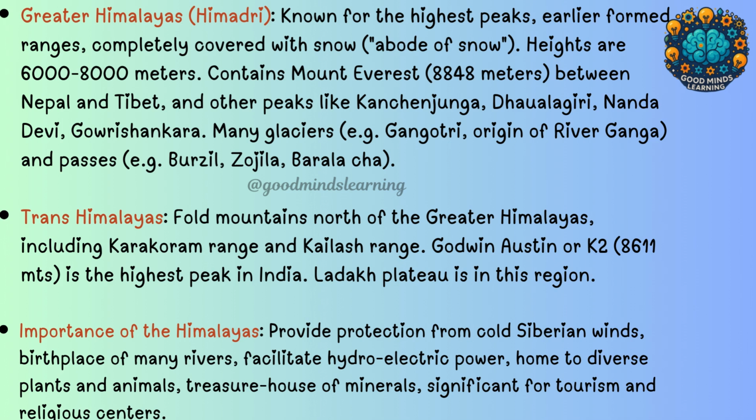Greater Himalayas. Himadri, known for the highest peaks, earlier formed ranges, completely covered with snow. Abode of snow. Heights are 6,000 to 8,000 meters. Contains Mount Everest 8848 meters between Nepal and Tibet, and other peaks like Kanchenjunga, Dhalgiri, Nanda Devi, Gaurishankara. Many glaciers. Example: Gangotri, origin of river Ganga and passes. Example: Barzil, Jojila, Baralacha.